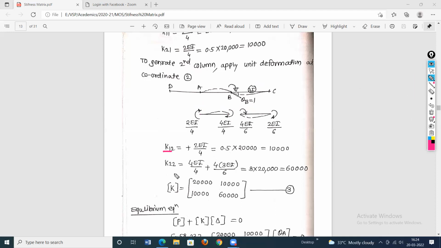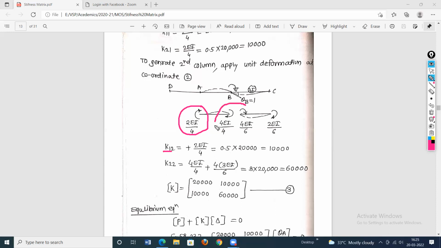Then the second column, now the first element, K12, stiffness at 1. So at coordinate 1, what is the rotational force at coordinate 1? It is plus, because the moment produced is clockwise, and our coordinate 1 is also clockwise. So it is 2EI by L. So it is 0.5 into 20,000, so it is 10,000.